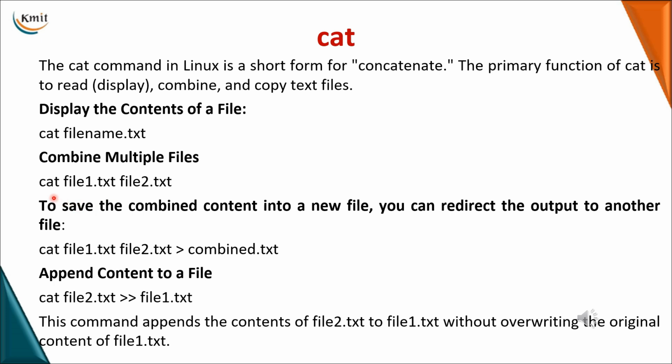If you want to concatenate or combine two files, we'll write cat followed by two file names. If you want to store the combined files into a third file, we can write file1.txt, file2.txt, which will be combined together and stored in combined.txt. If I don't specify any of this, the content will be displayed. If you want to append the content to an existing file, we can write cat file2.txt >> file1.txt, where the content of file2.txt will be appended to file1.txt, whereas the previous content of file1.txt will be as it is.